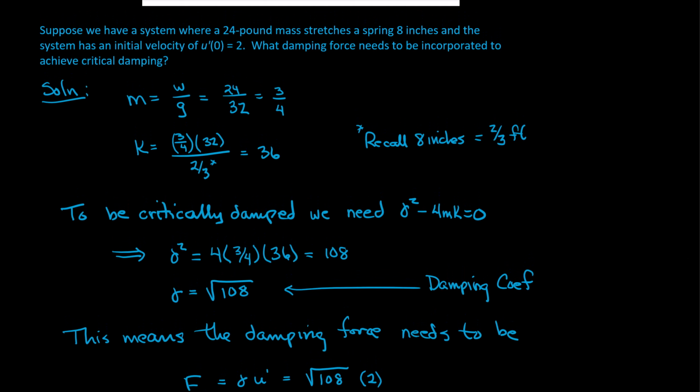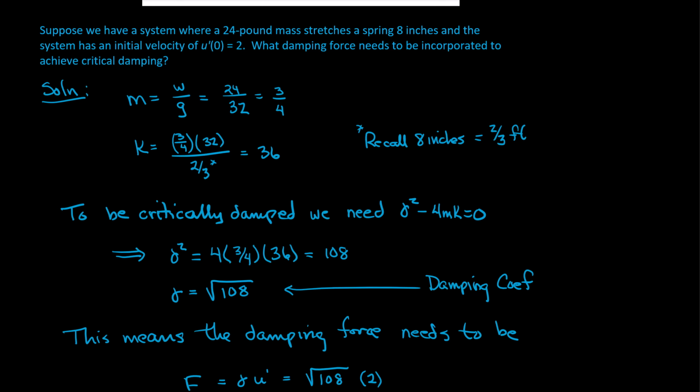All right, let's take a look at this next case. Suppose that you're on a team that's designing a piece of machinery, and essentially the piece of machinery is suspended from a spring. The machinery itself weighs 24 pounds, stretches the spring down 8 inches, and due to the vibrations of the operation of the machinery, you wind up with an initial velocity of 2 feet per second. And notice this velocity is in a downward direction. The question is, how much damping force needs to be incorporated into the system to achieve critical damping?